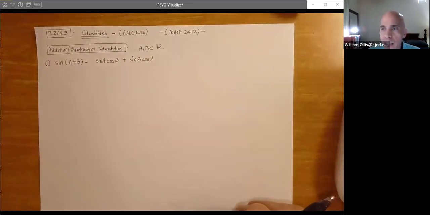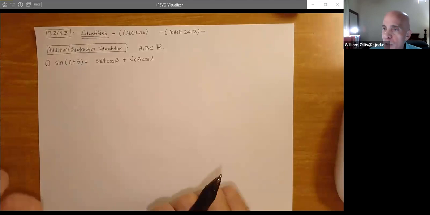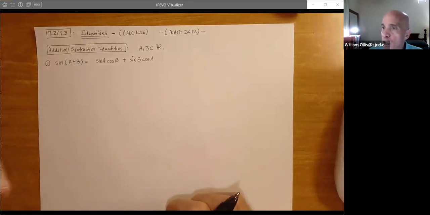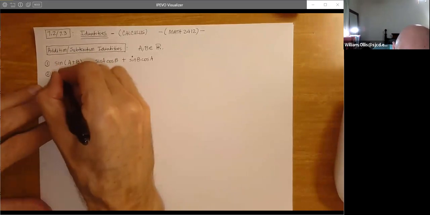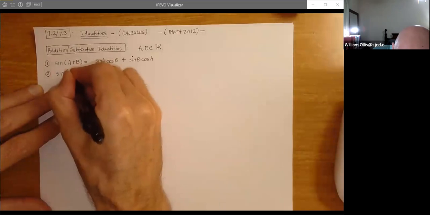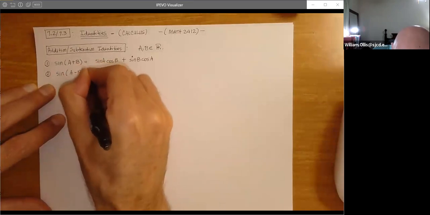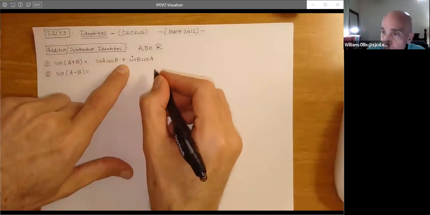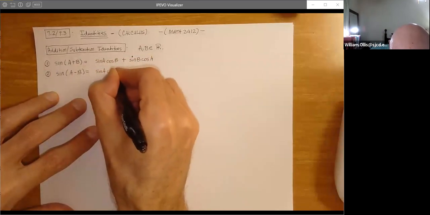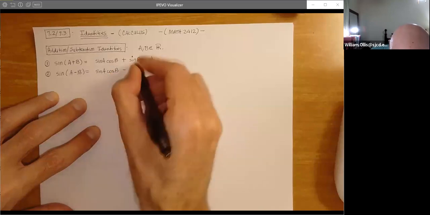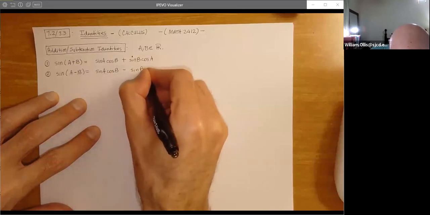Now, not all the identities we talk about today will be so easily learned because you won't use them as much. But again, just remember, put these on a note card, have them ready for easy reference. Now, the subtraction formula is very similar. Sine of A minus B is this formula where we replace the plus with a minus. So we get the sine A cosine B term minus the sine B cosine A term.